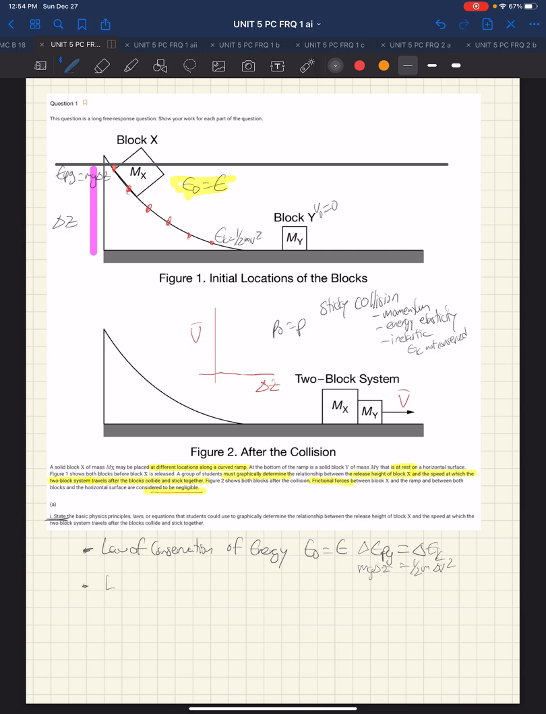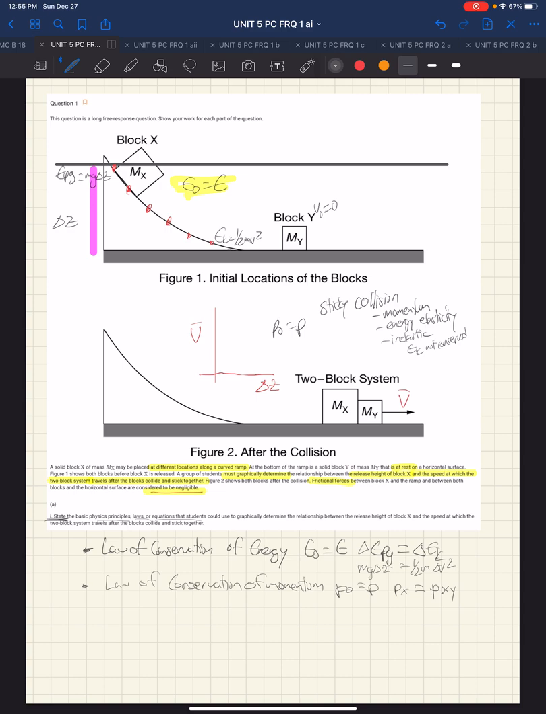And our other principle would be the law of conservation of momentum. P0 equals P, and that means that px will be equal to pxy. The two stick together. So those are the equations we would use: the basic principles, laws, equations to graphically determine that relationship between those two. It just says to state them. It doesn't say to explain or qualify them. But in our work here, we've already seen that that's what's going to happen. We have our potential energy becomes the kinetic energy, and that kinetic energy, or the momentum that it has at the bottom, is conserved when the two collide and stick together.